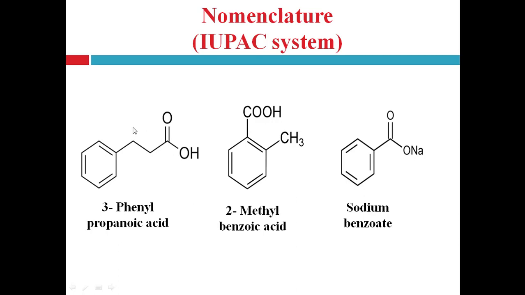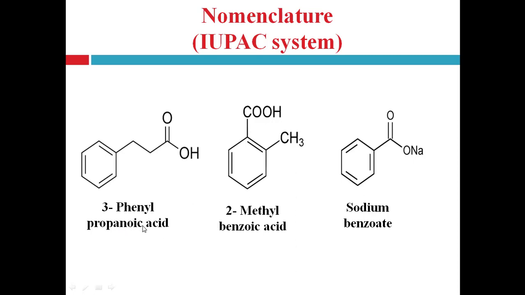This chain has 3 carbon atoms, 1, 2 and the third one is of the carboxylic acid group. So total 3 carbons are present, and the alkane of 3 carbons is propane, right? But here in the 3 carbon system, 1 carbon is part of the carboxylic acid. That's why in the alkane, E is replaced with oic acid, right? As we know that in an alkane E is replaced with oic acid. That's why here propane, 3 carbon system, is present. So E is replaced with oic acid and it becomes propanoic acid, right?